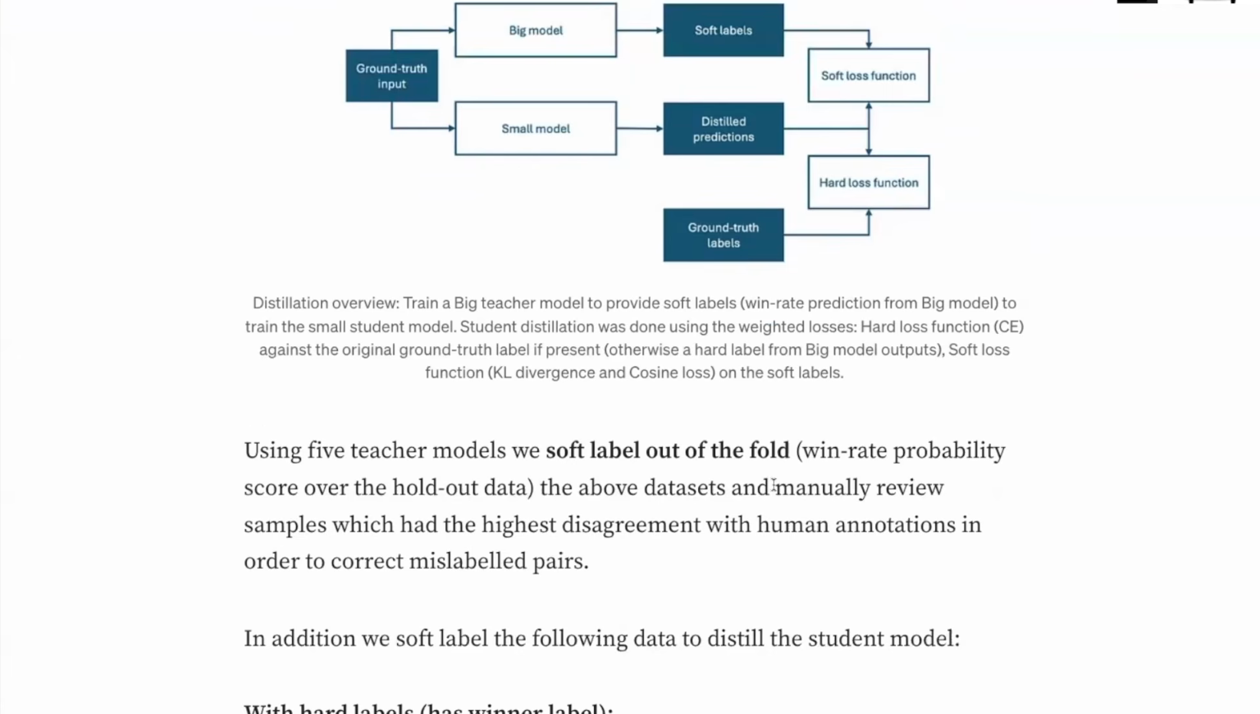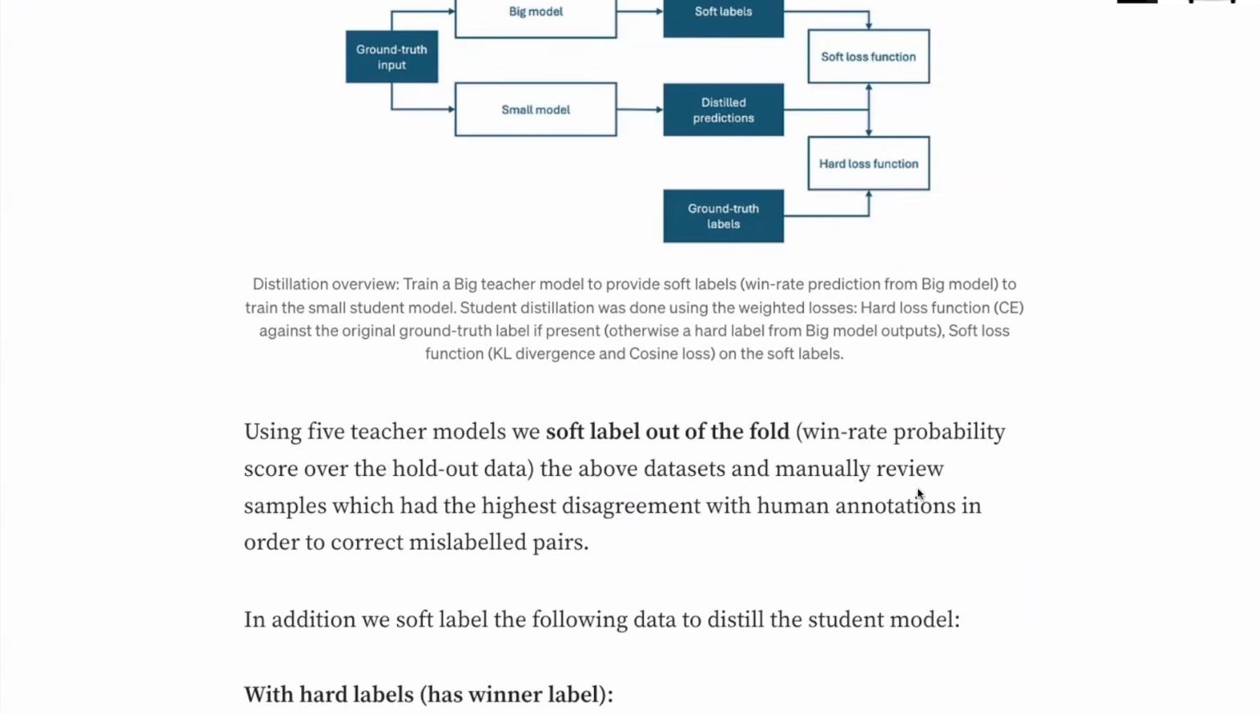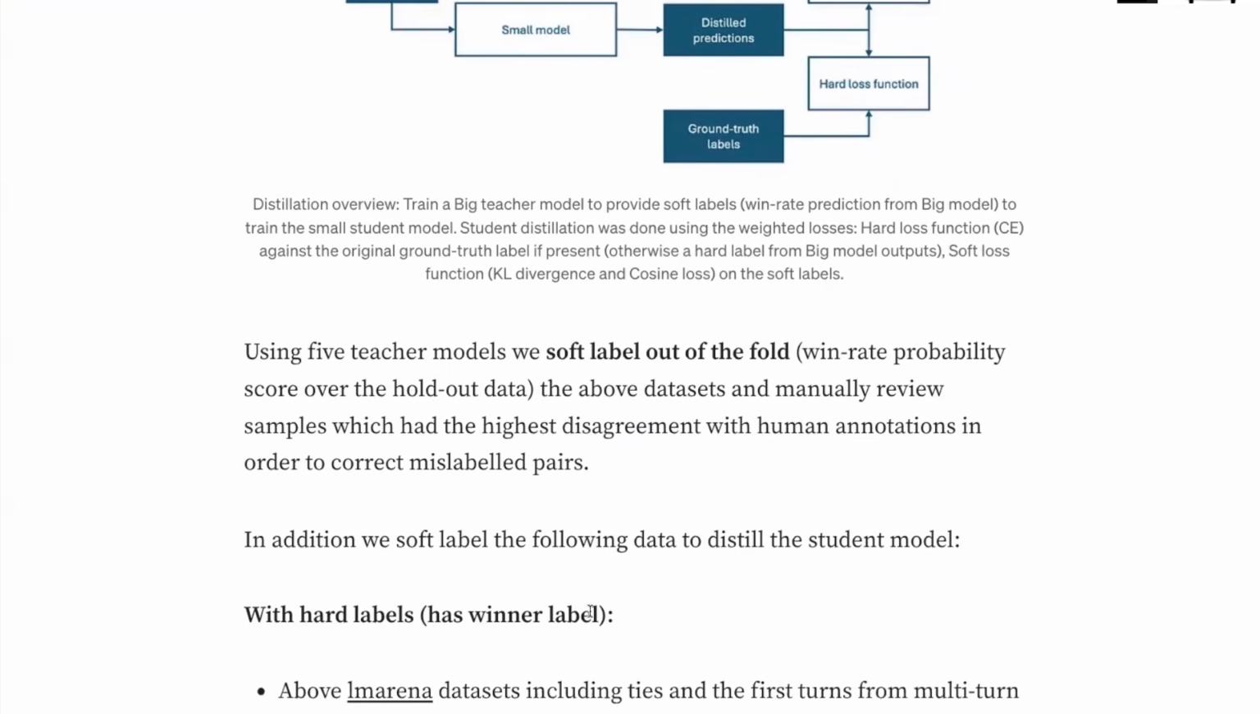They also do some manual review as well, because they think there may be some human mistakes in the annotation. So if the teacher model says response A should win while the humans say response B should win, then there will be a disagreement. So they will also manually review some samples with high disagreement to correct the mislabeled pairs.